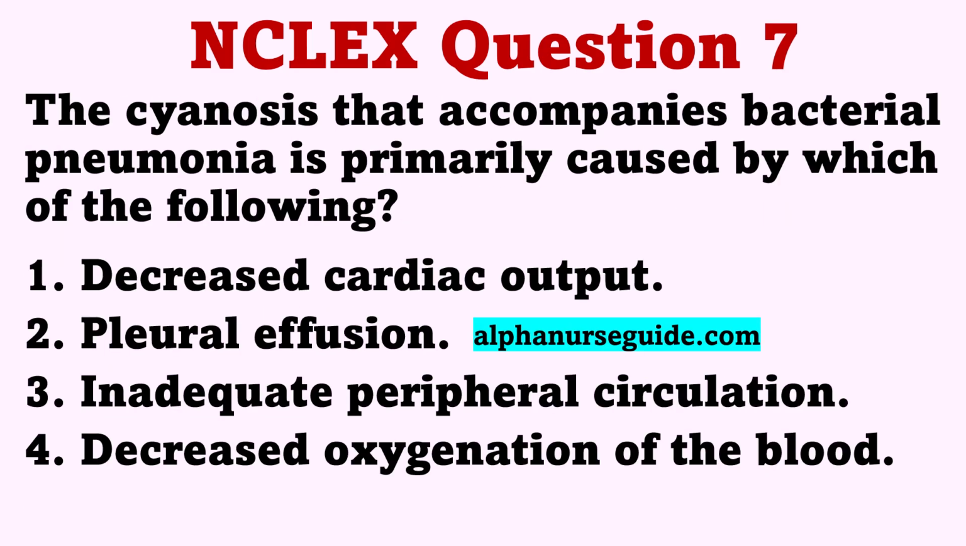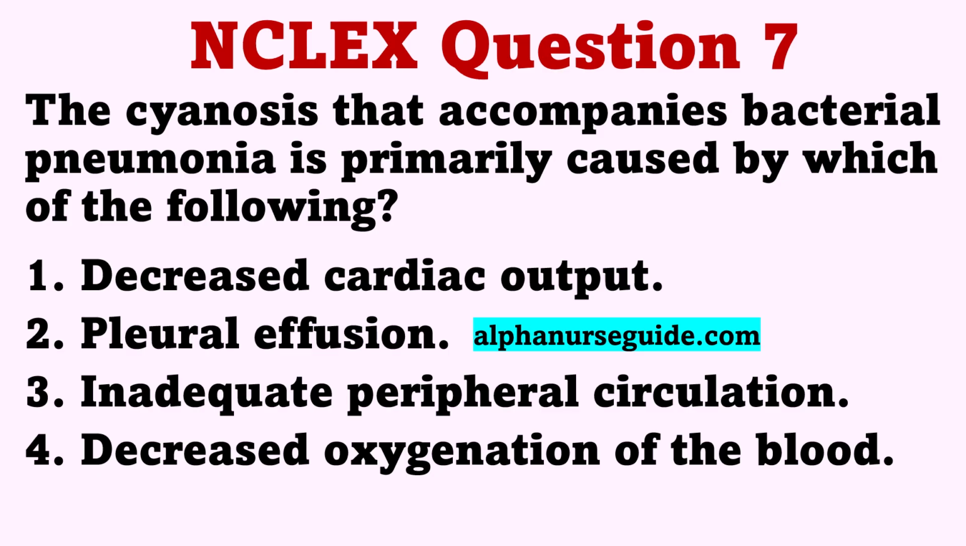The cyanosis that accompanies bacterial pneumonia is primarily caused by which of the following? 1. Decreased cardiac output. 2. Pleural effusion. 3. Inadequate peripheral circulation. 4. Decreased oxygenation of the blood.